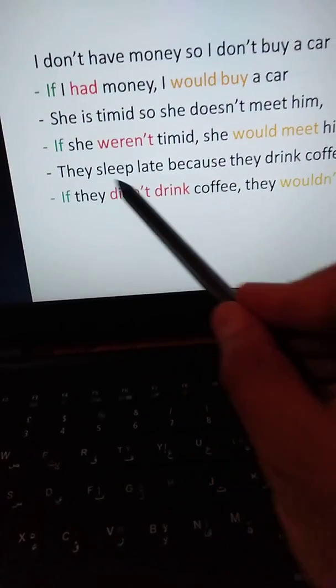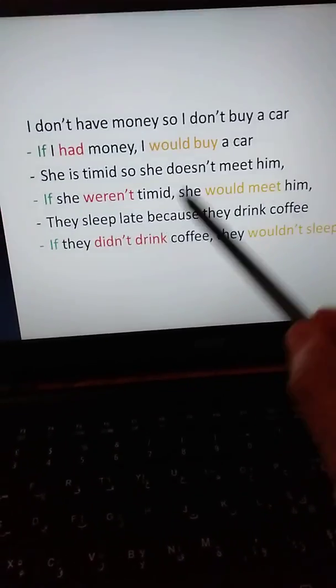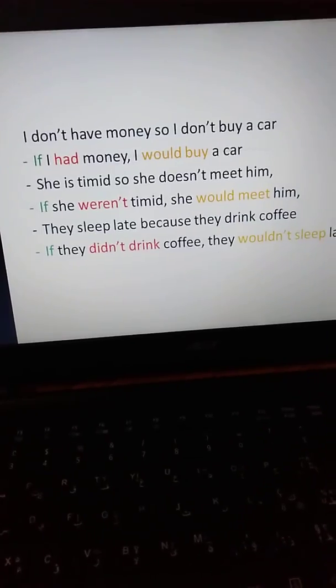They sleep late because they drink coffee. So, pay attention. Here we have because, not so. So, this is the result. And this is the cause. If we have so, it's plus result. If we have because, it's plus cause. So here we start by if.